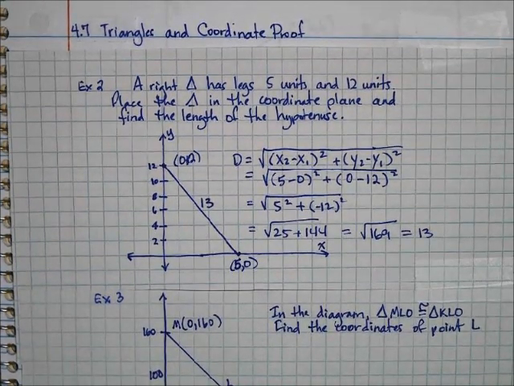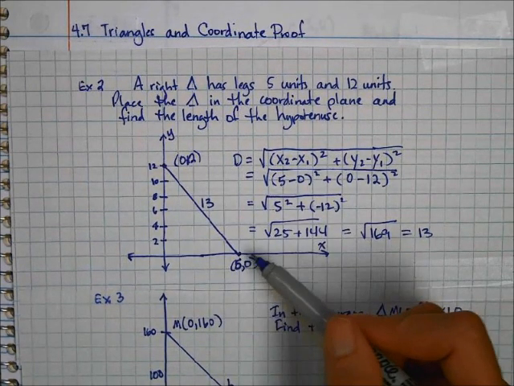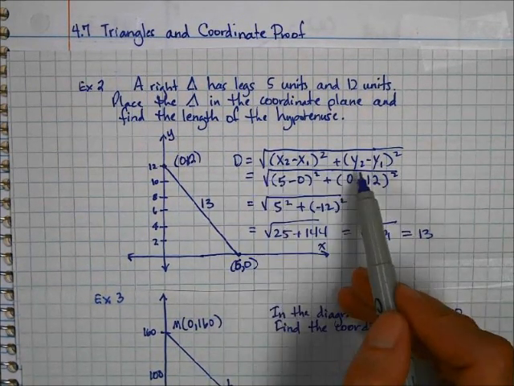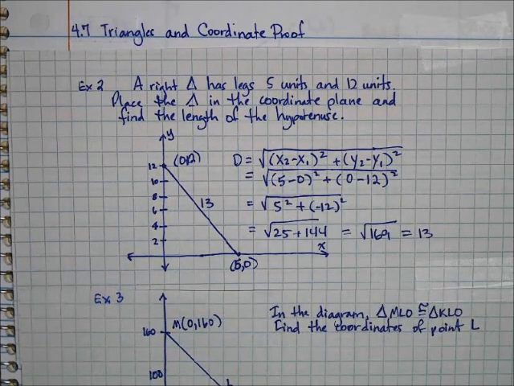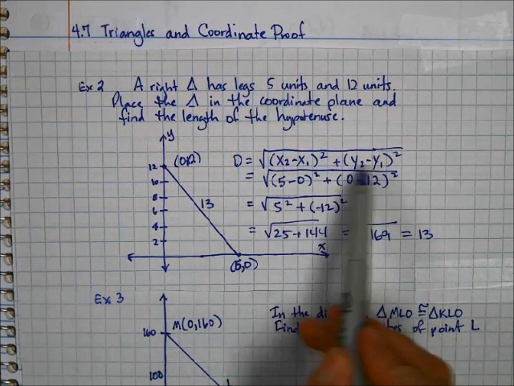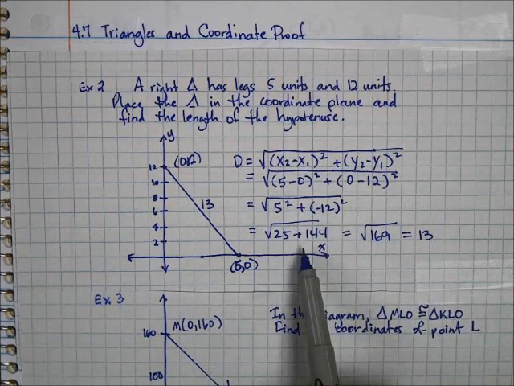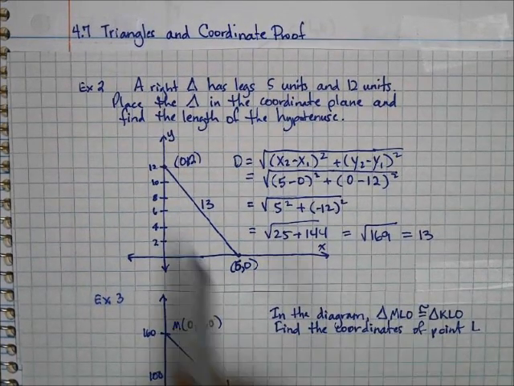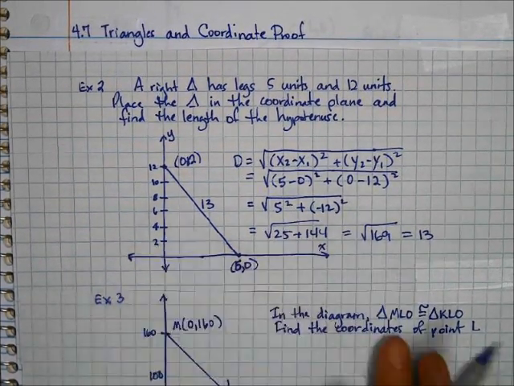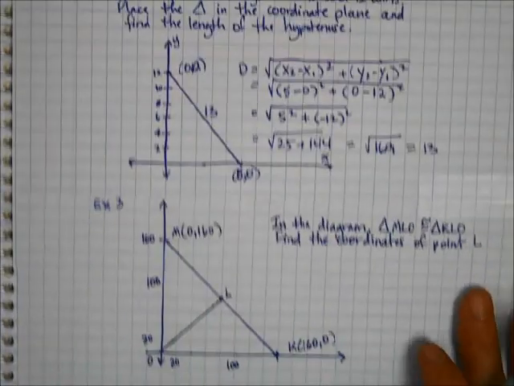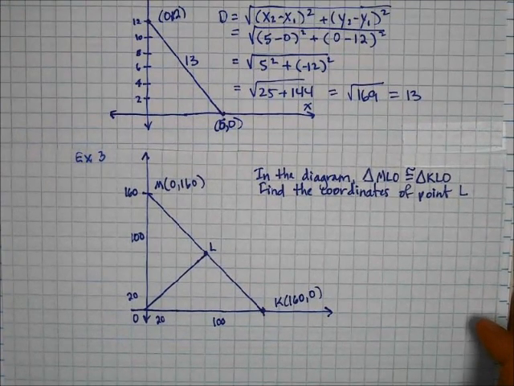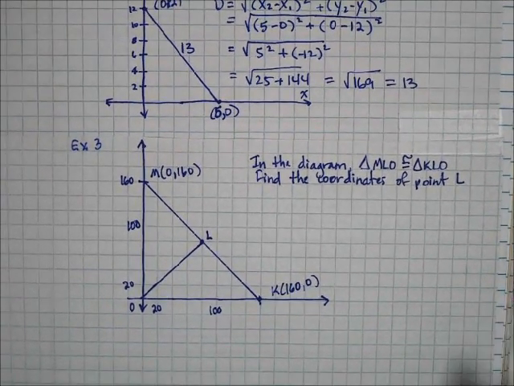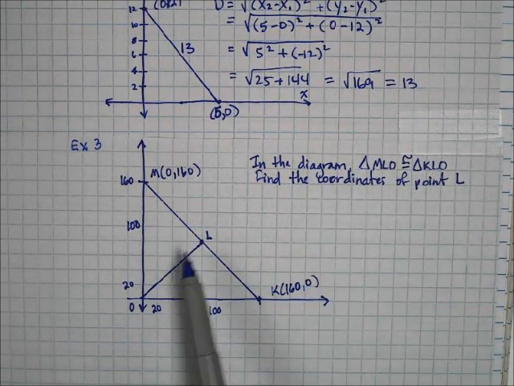Alright? So that's how we are going to find distance on a coordinate plane. We're going to use the distance formula. So if I were going to prove two triangles were congruent based on side, side, side maybe, I would literally calculate the distance of each side to show that they match for each of the triangles. So anyway, we'll get to that again later. The next example says, in the diagram, triangle MLO is congruent to triangle KLO.